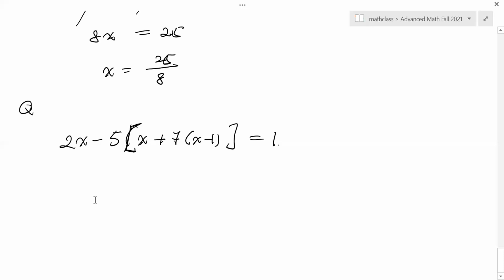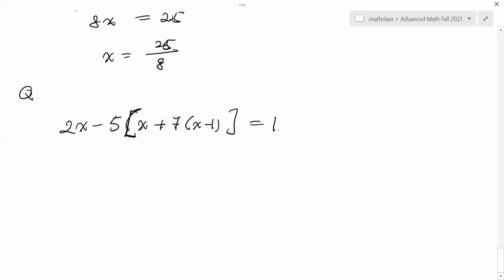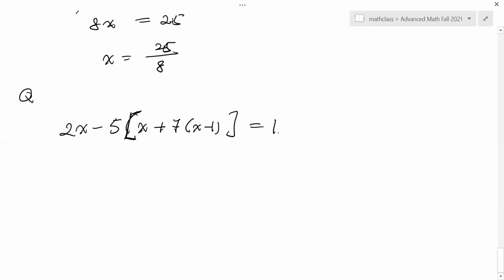All right, so this one has a solution, right? Rebecca, can you get an answer from this equation? Yeah, you got negative 18 over 19. Okay, good. Let's see, step by step, okay?